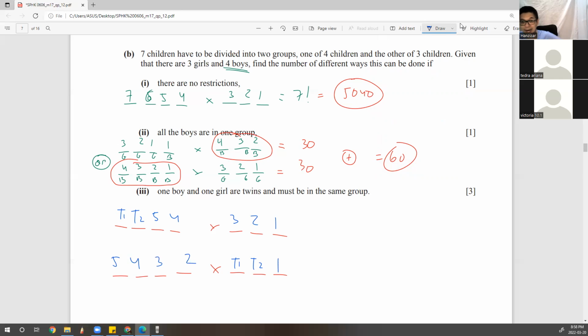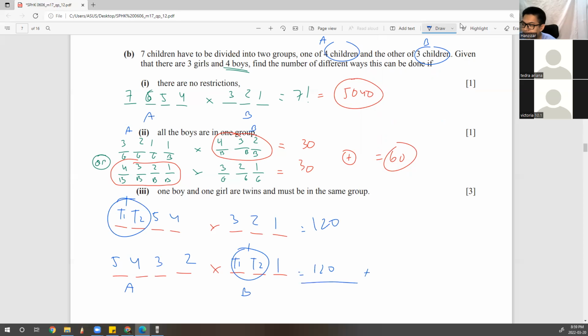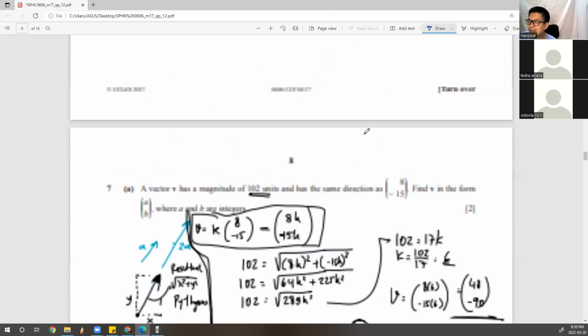Right? So the twins are not being counted anymore. It can be counted as one, right? One pair, a pair of twins. So 5, 4, 3, 2, 1 on the first group, which consists of four children. Let's say this is group A, this is group B, right? So group A, group B, and group A, group B also. So 5, 4, 3, 2, 1. 120 and 120. It is 240 possible arrangements. Okay, I think that's all.